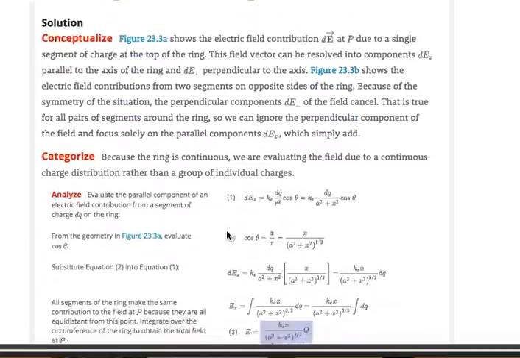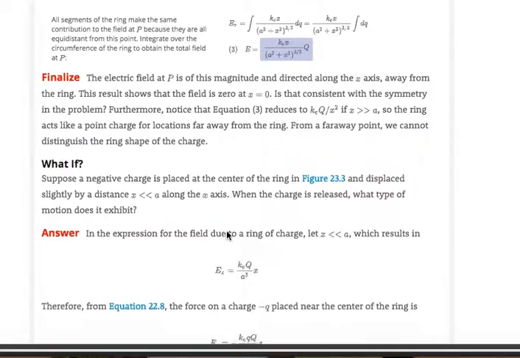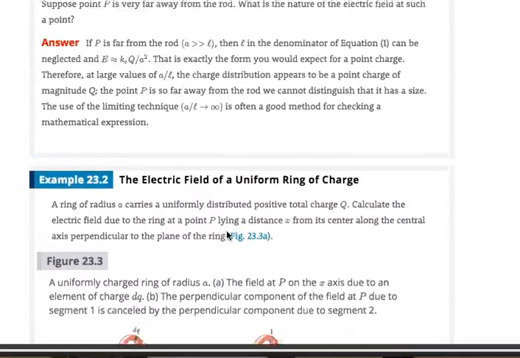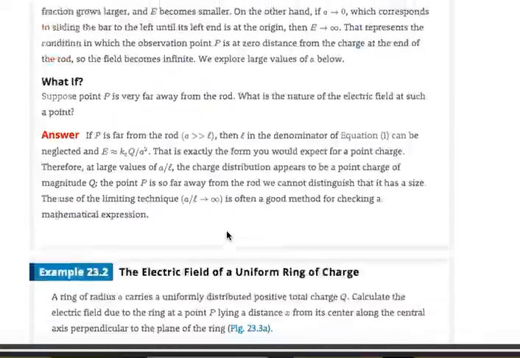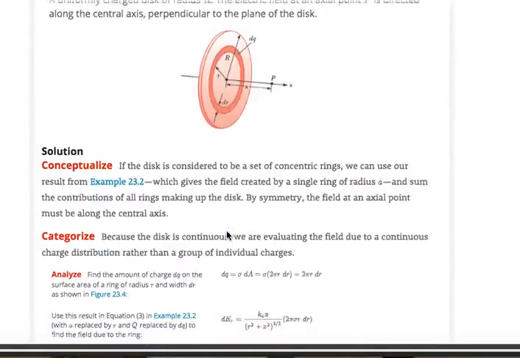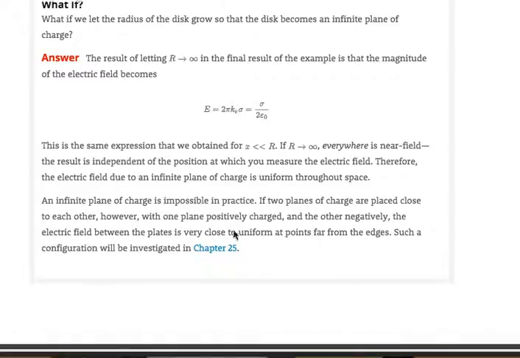We'll also determine the electric field of some specific shapes by integration, and we'll go through those. Here's the electric field of a uniform disk, and we're going to go through all three of those examples.